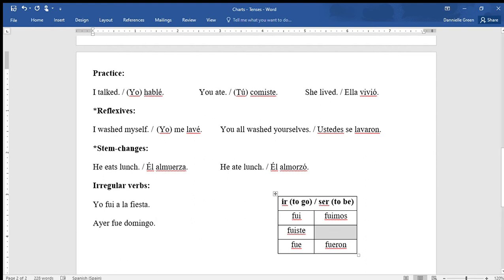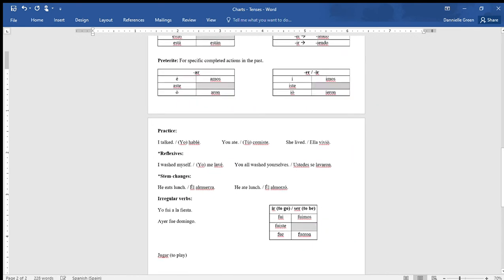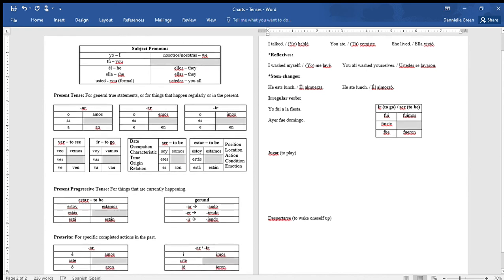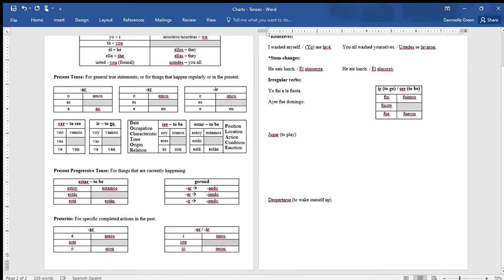But this is the first irregular set of conjugations that we'll be focusing on. So for your assignments this week, you all will be looking at the regular AR, ER, and IR endings, and you'll be looking at the verbs ir and ser. But that's it for this week. So let's go ahead and take a look at how we can use these verbs in a variety of tenses.